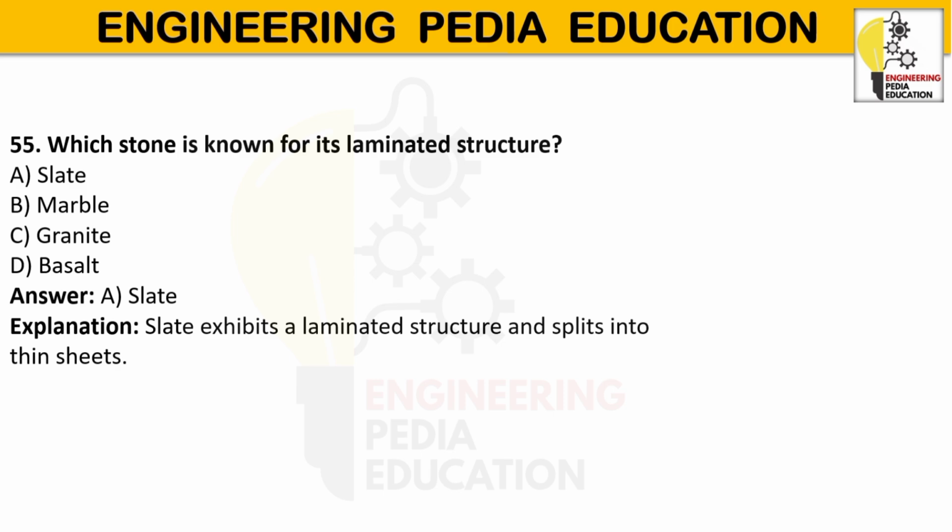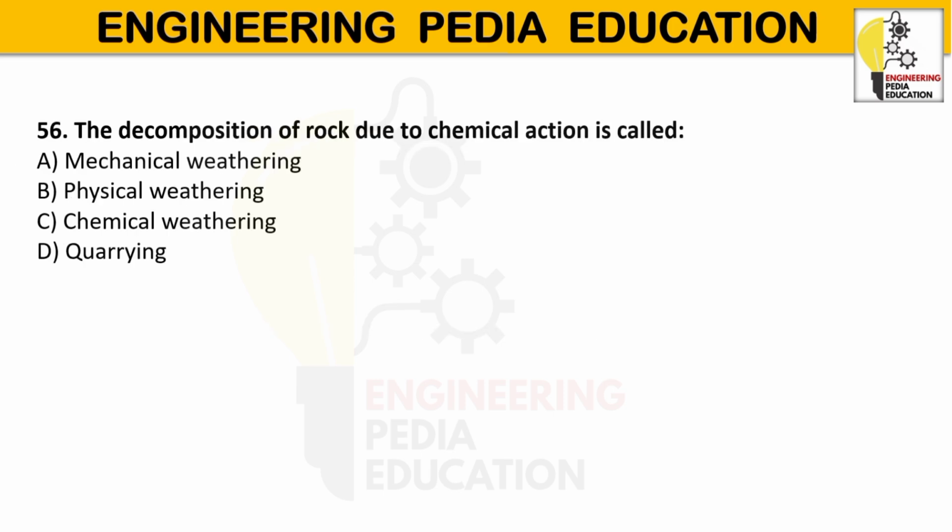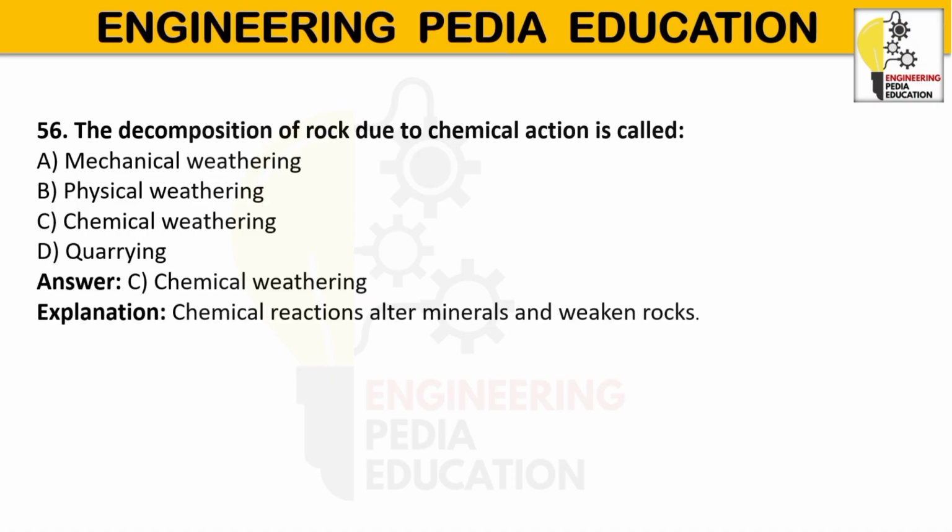The decomposition of rock due to chemical action is called mechanical weathering, physical weathering, chemical weathering, or quarrying? So decomposition due to chemical action is called chemical weathering. Chemical weathering is the decomposition or alteration of rock due to chemical reaction with water, oxygen, carbon dioxide, acids, and other substances. Main types are oxidation, hydration, carbonation, solution, and hydrolysis.